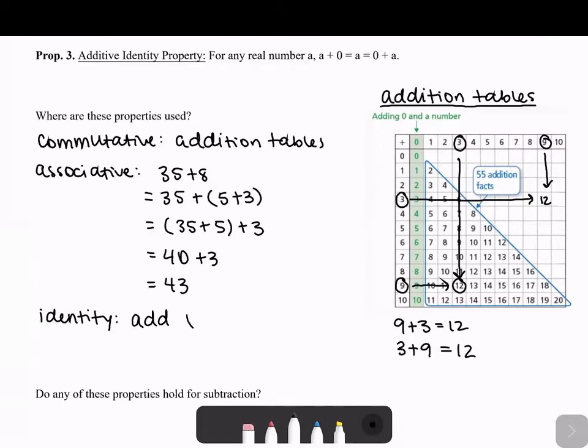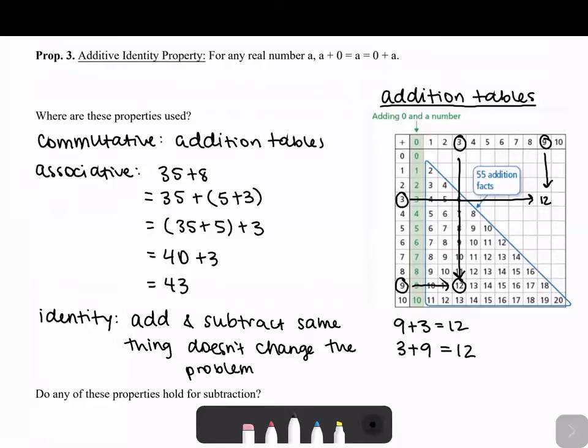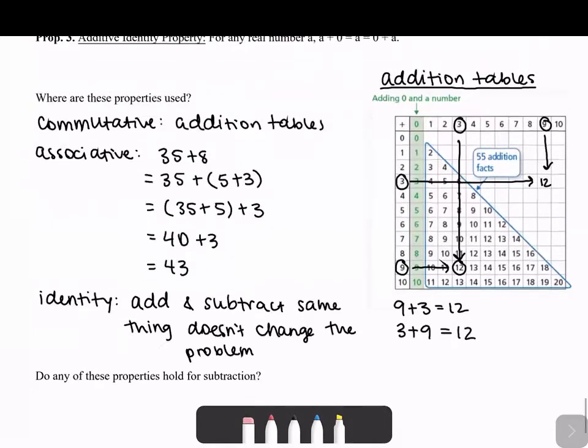So when we add and subtract the same thing, this doesn't change the problem. Because when we add and subtract the same thing, it's essentially the same as adding 0, and it doesn't change it, right? The value stays the same because 0 has this additive identity property where adding 0 doesn't change anything.